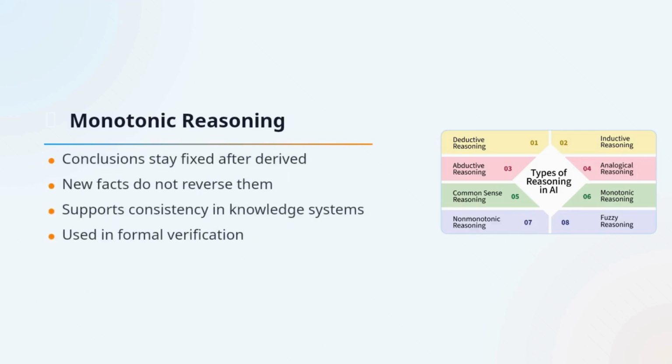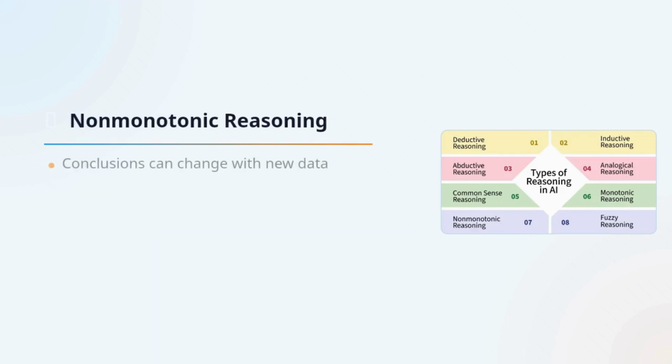Monotonic reasoning means that once a conclusion is reached, it remains valid even when new information is added. In other words, the AI does not withdraw that conclusion later. This is useful in systems where consistency is very important, such as formal verification tools. These systems need stable, dependable conclusions so that behavior remains predictable.